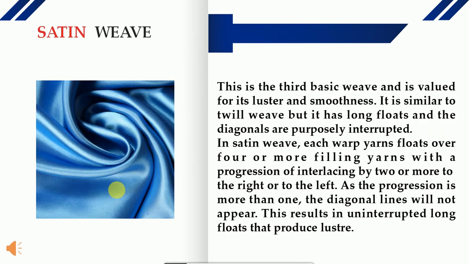This is the third basic weave and is valued for its luster and smoothness. It is similar to twill weave, but it has long floats and the diagonals are purposely interrupted. In satin weave, each warp yarn floats over 4 or more filling yarns with a progression of interlacing by 2 or more to the right or to the left. As the progression is more than 1, the diagonal lines will not appear. This results in uninterrupted long floats that produce luster.